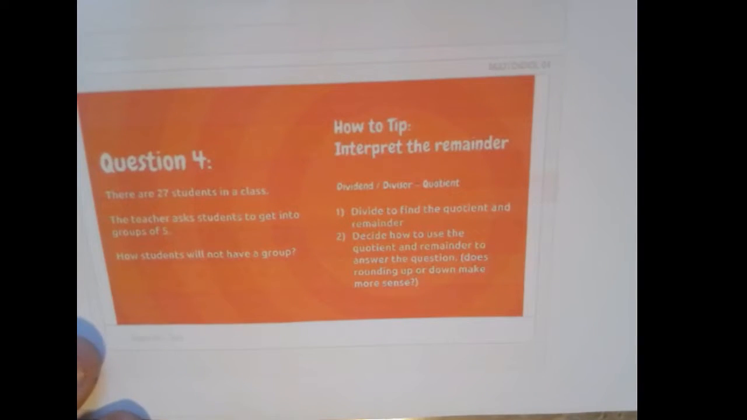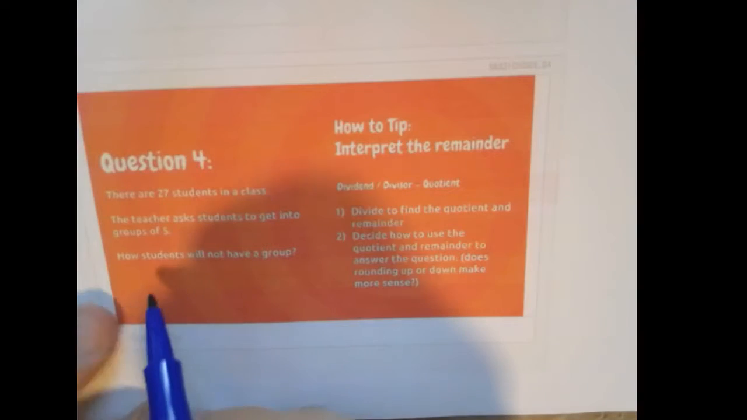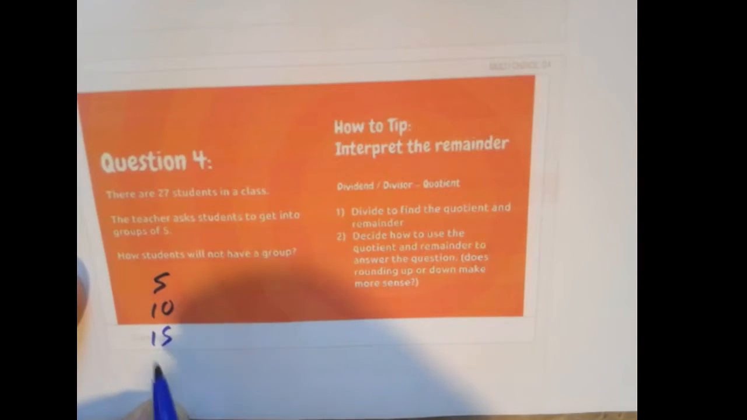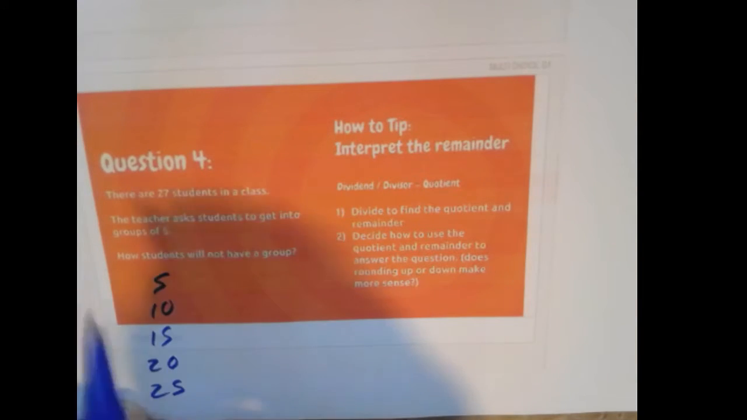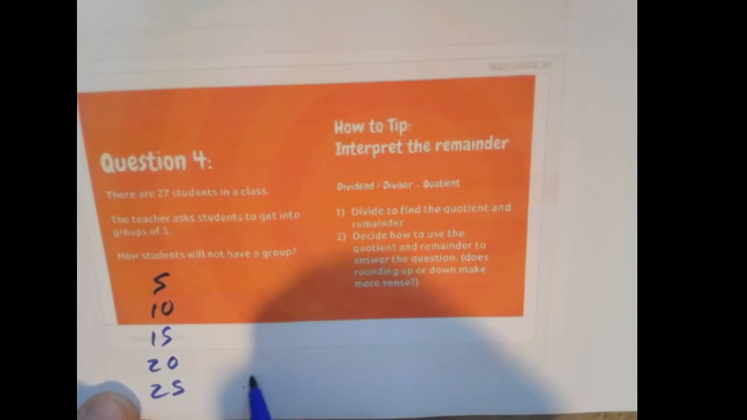Question 4. 27 students in a class. Teacher asks students to get into groups of 5. How many students will not have a group? So this is the same scenario. So 5, 10, 15, 20, 25. So we have 5 groups.